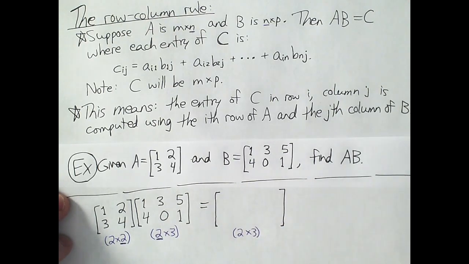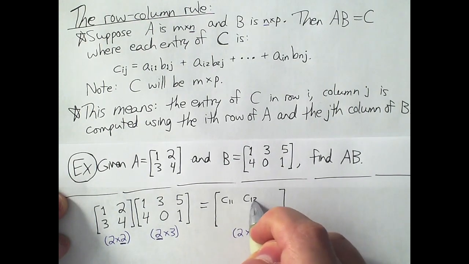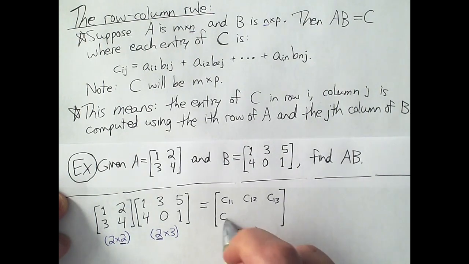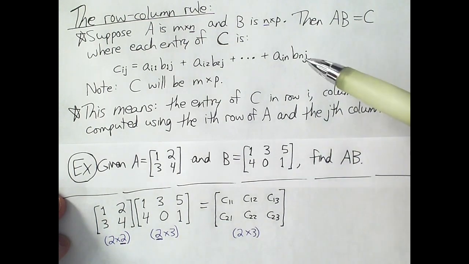So do I know what the entries are? At this point, I don't know what the 6 entries are, but I know that there's 6 of them because I know it's 2 by 3. So I'm just going to call them C11, C12, C13, C21, C22, C23. If I could find those 6 numbers, then we'd be done. And I can find those 6 numbers using the row column rule.